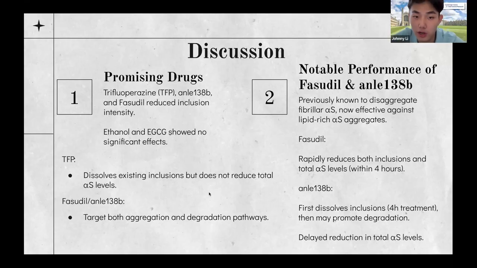TFP seems to target aggregation and inclusion prevention, whereas we noted that Fasodil and Anli both may act through a dual mechanism: they dissolve inclusions and also promote degradation. This is particularly evident for Fasodil, which reduced both inclusions and total alpha-synuclein signal, even in short-term treatment.